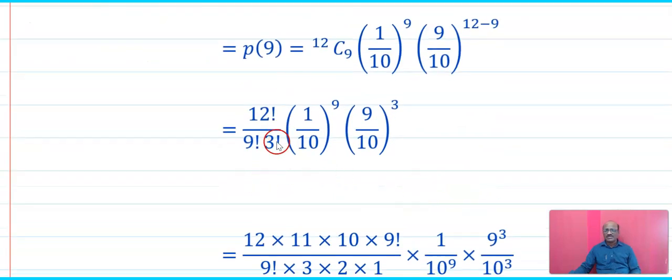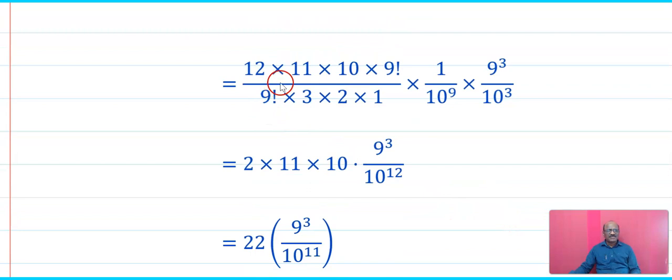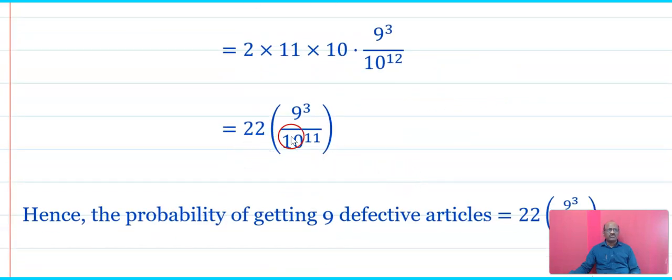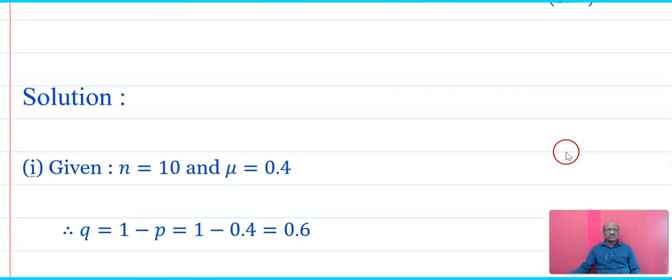If you simplify it, you will get 12 factorial upon 9 factorial into 3 factorial, (1/10) raised to 9, (9/10) raised to 3. Again, 12 factorial can be written as 12 into 11 into 10 into 9 factorial, upon 9 factorial into 3 into 2 into 1, times 1 upon 10 raised to 9 into 9 raised to 3 upon 10 raised to 3. And if we simplify, 9 factorial gets cancelled. Here 3 into 2 is 6, and you will get 2 into 11 into 10, 9 raised to 3 upon 10 raised to 12. Therefore, 22 into 9 raised to 3 upon 10 raised to 11. Hence, the probability of getting 9 defective articles is 22 into (9 raised to 3 upon 10 raised to 11). Okay.